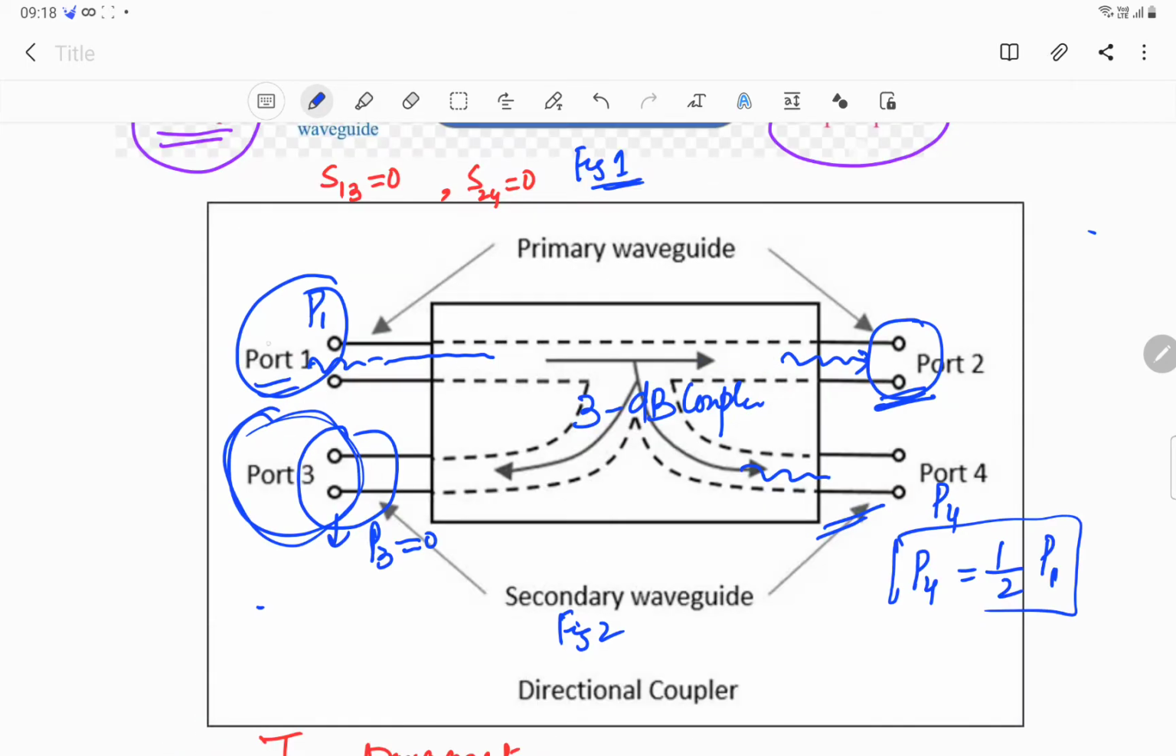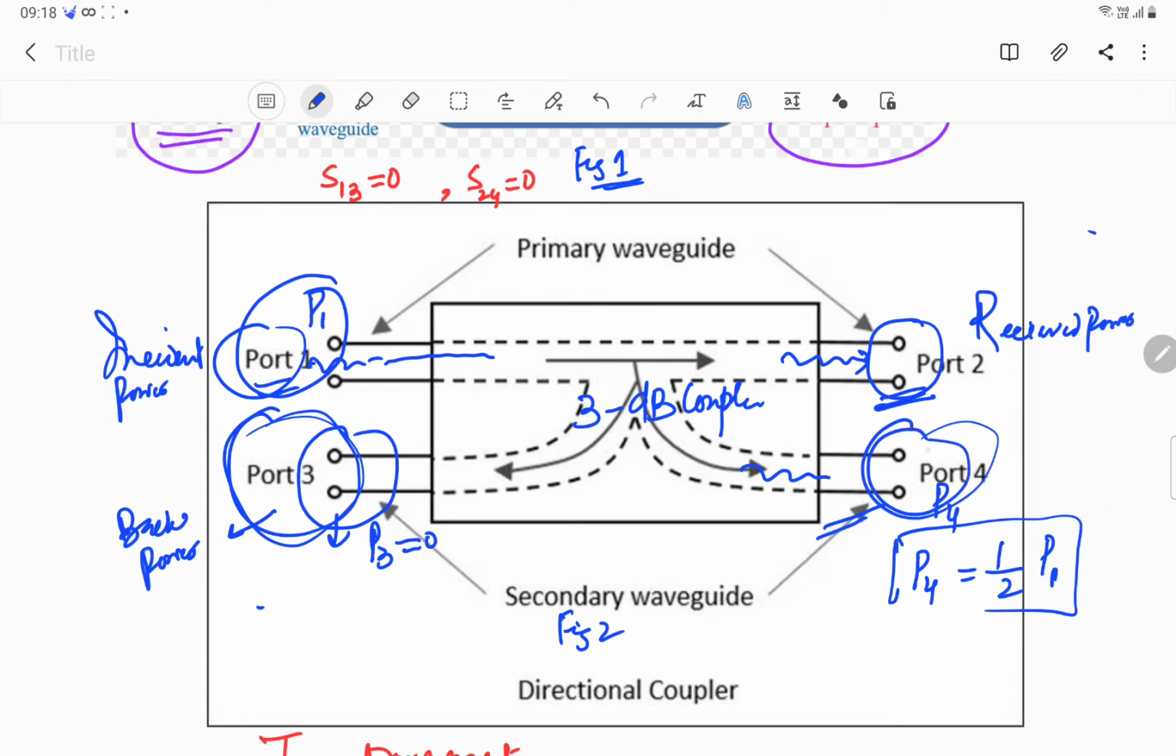Generally the power fed at port 1 is called the incident power. The power received at port 3 is called the backward power or back power. The power received at port 2 is called the received power, and the power received at port 4 is called the coupled power.